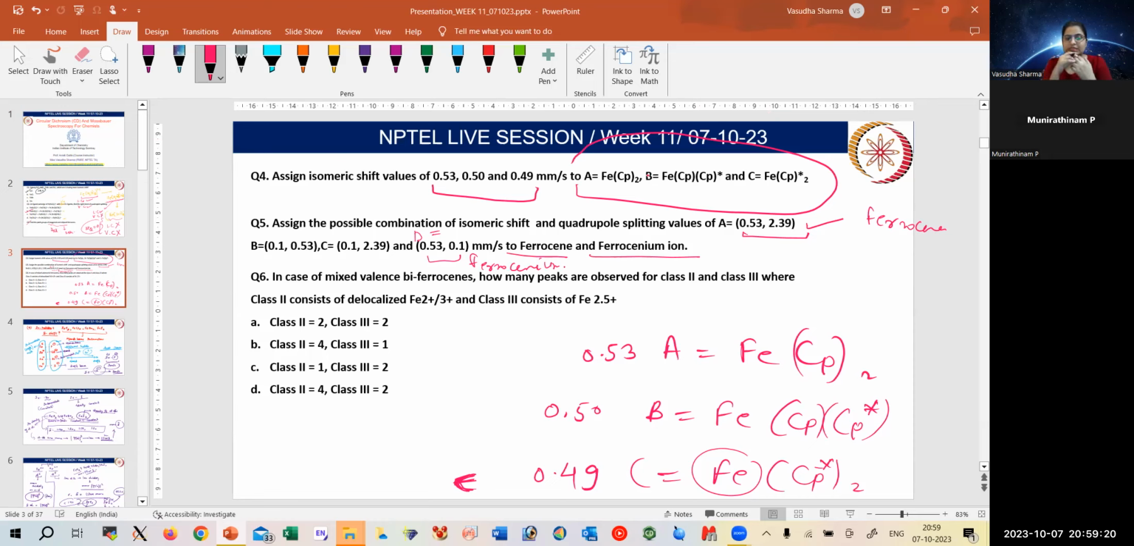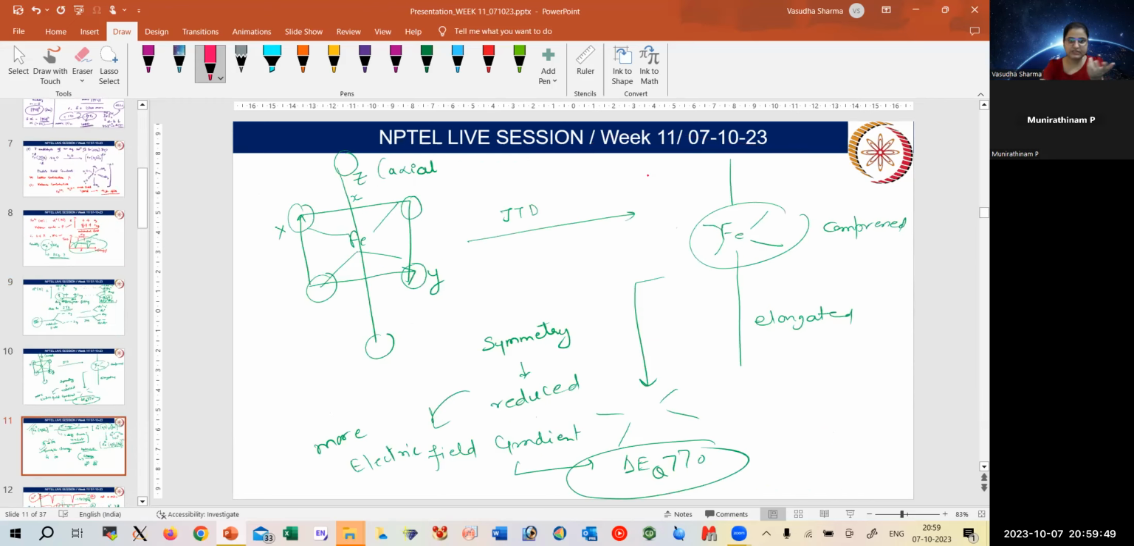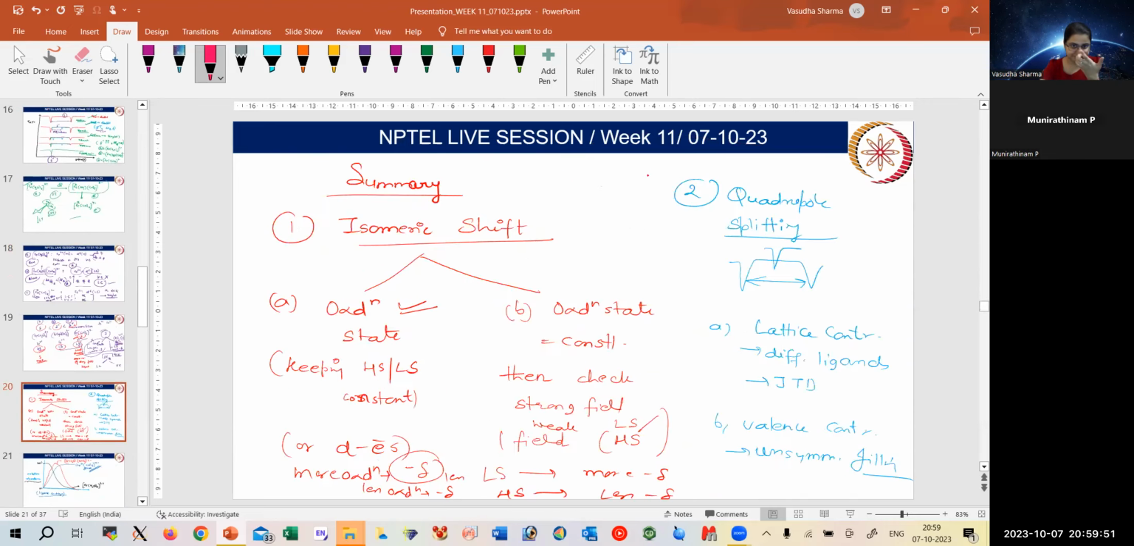Okay. Now try the last question. In case of the mixed valence biferrocene that we understood, how many peaks are observed for class 2 and class 3, where in class 2 we have delocalization or electron transfer between two metal centers, and in class 3 both of them are in +2.5 oxidation state? So how many peaks did we see? I'll show you the graph. Anyway, that would be the answer, but still.